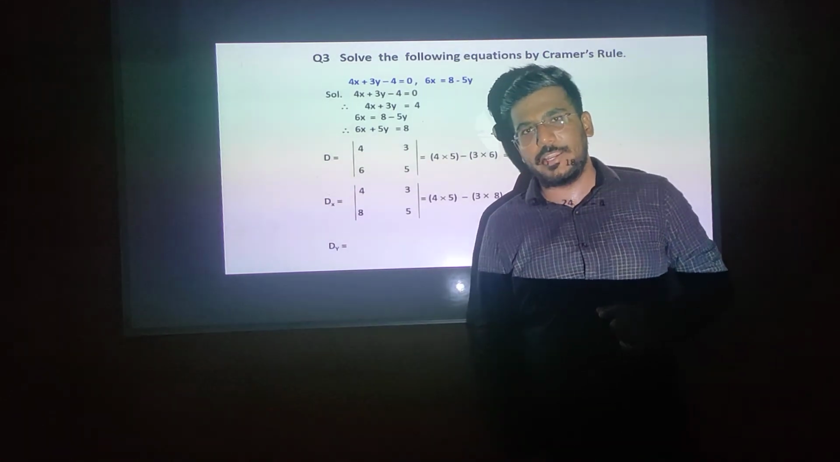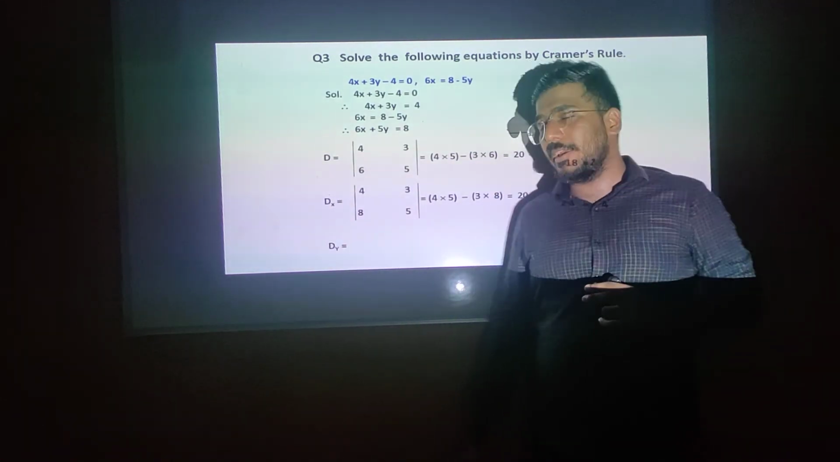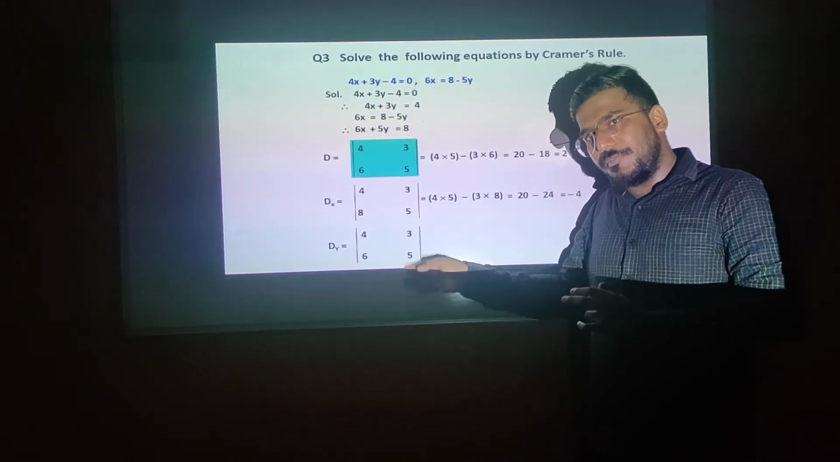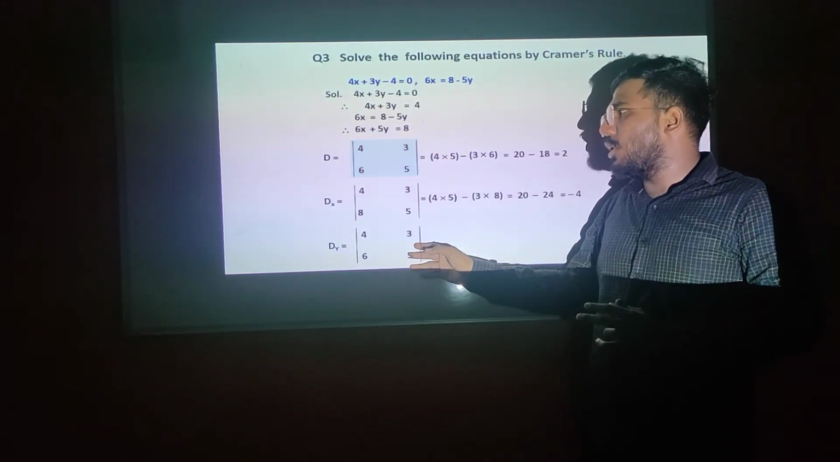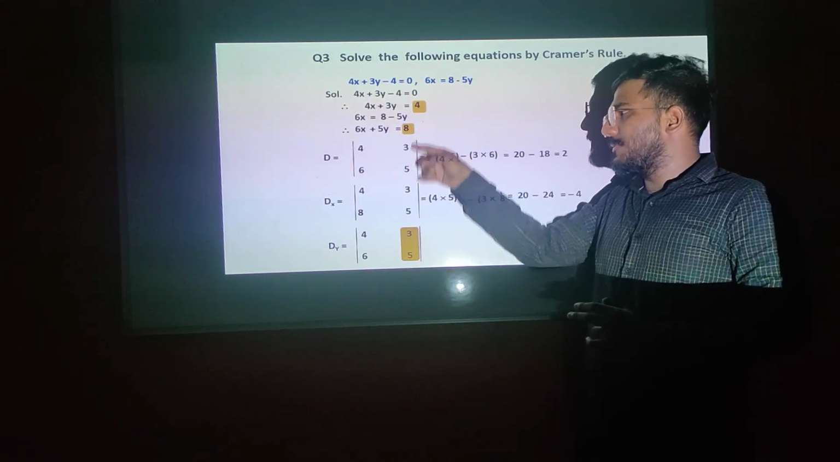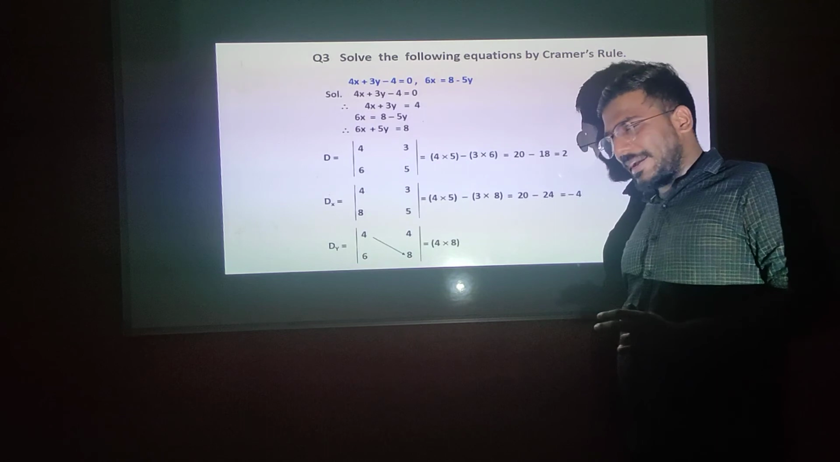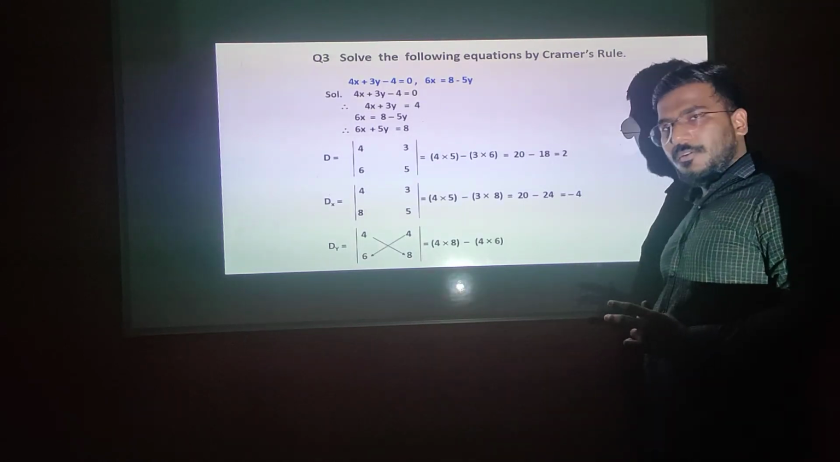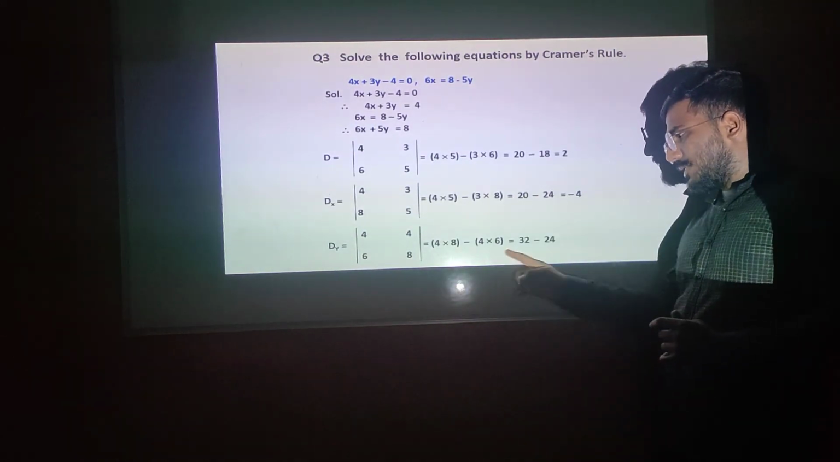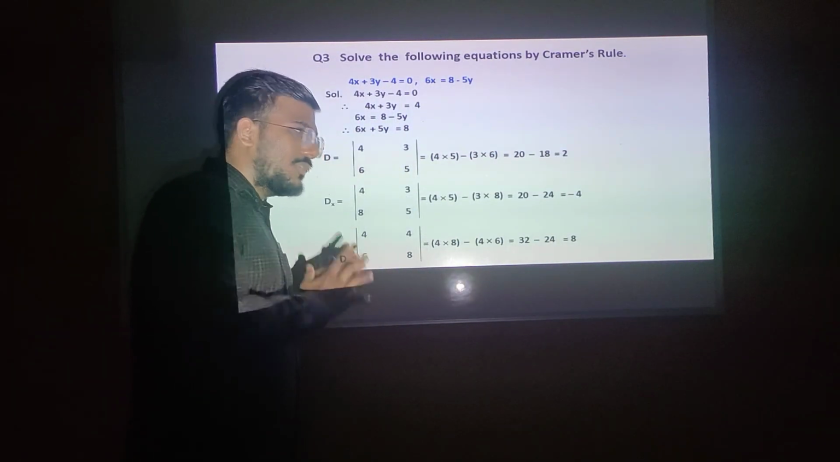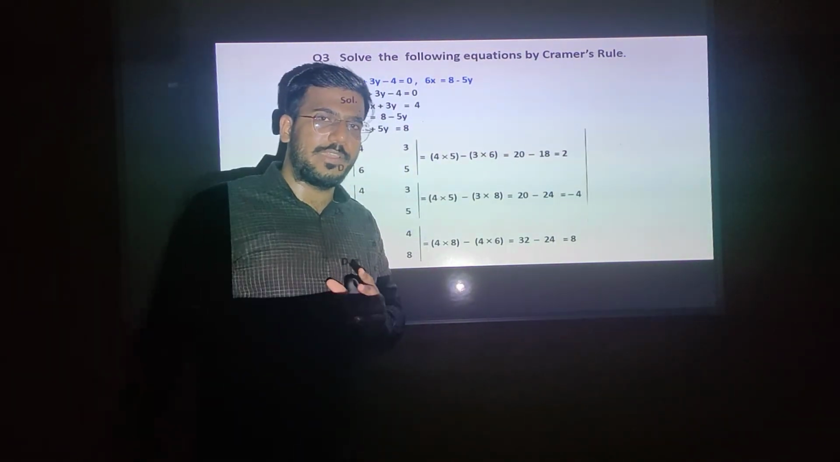Come on, last determinant Dy. How will Dy come? Copy the same determinant D and here the coefficient of y will be replaced by what? It will be replaced by the constants, that is 4 and 8. Let's solve: 4 multiplied by 4 minus 4 multiplied by 6. 4 8s are 32 minus 4 6s are 24. 32 minus 24, the answer is 8. So this gives us the three values D, Dx and Dy.